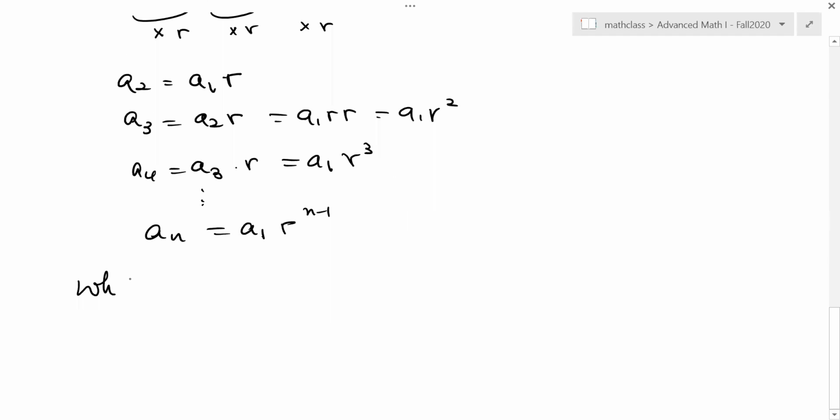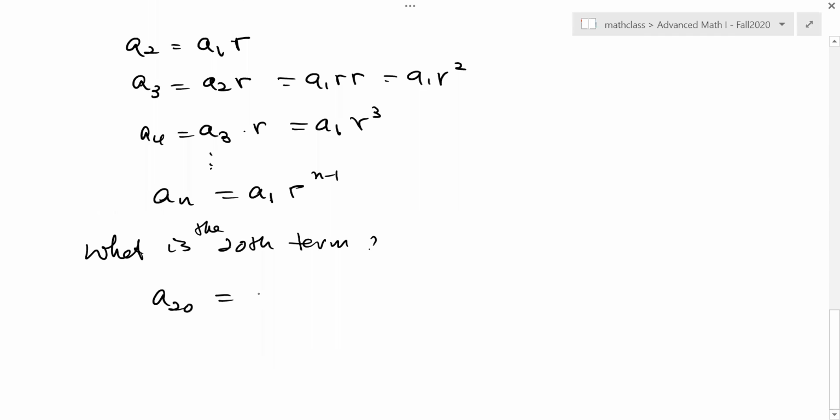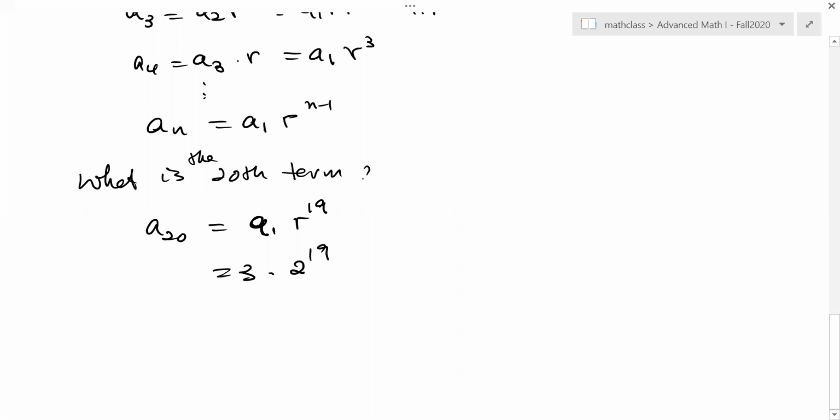So what is the 20th term? Instead of the 100th term, the 20th term. How do you find out? Because the above formula tells you A20 is going to be A1 times R to the 19, 20 minus 1, right? So our A1, we begin with 3. So that'll be 3, and every time we multiply by 2, so it is 2 to the 19th power. Okay? So that is a huge number.